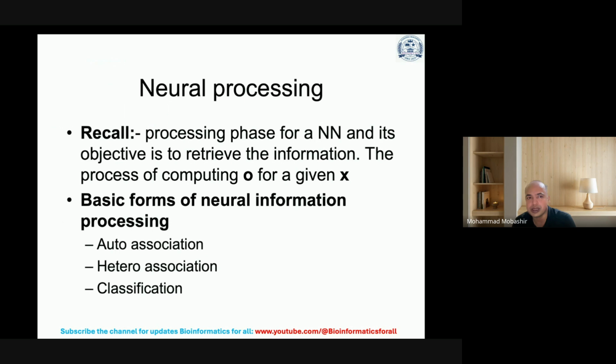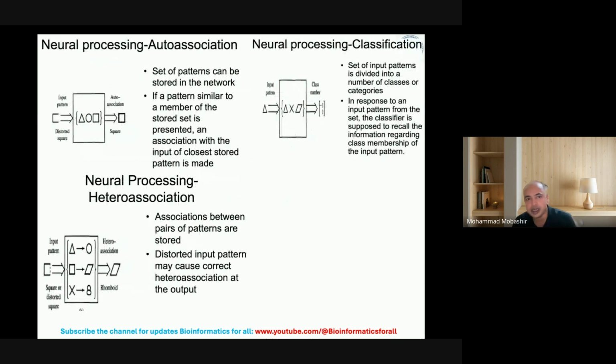Now, neural processing, recall. What is recall here? It is the processing phase for the neural network. Its objective is to retrieve the information, the process of computing the output for a given input. Basic forms of neural information processing are auto-association, heteroassociation, and classification.